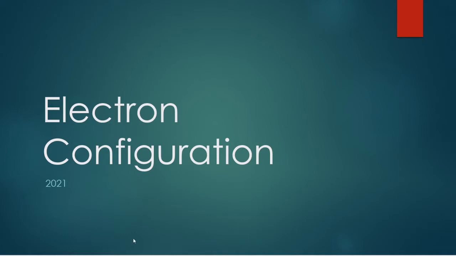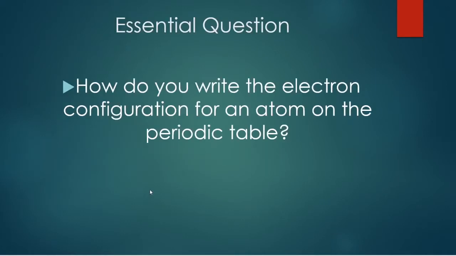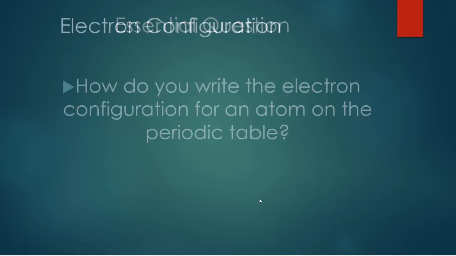All right, so electron configurations. Our essential question, which is what you will type up in the top part of your notes that says essential question, is: how do you write the electron configuration for an atom on the periodic table? We're going to go through a couple different ways to do this. You'll see how it's written out, and then I'll give you a couple other examples as well.